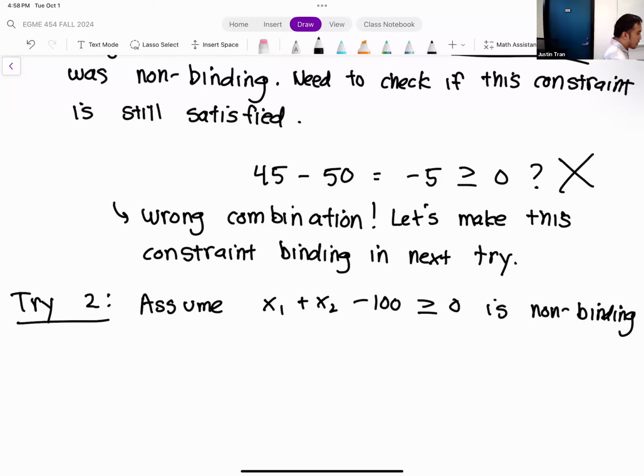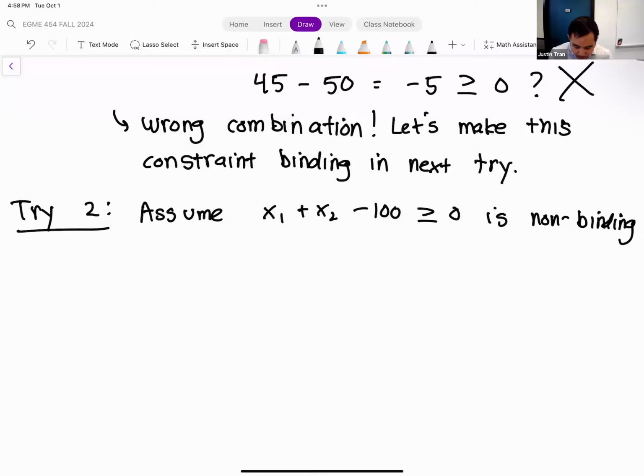Remember, when we started this problem, intuition told us that maybe we can try to front load some of our production to save on some costs. We've already tried overloading x1, and that didn't work out. Let's try amping up the production in month 2. That's kind of the result that we got in try 1, where we ended up with x2 equal to 55. So maybe it's worth it to overload the production in month 2.